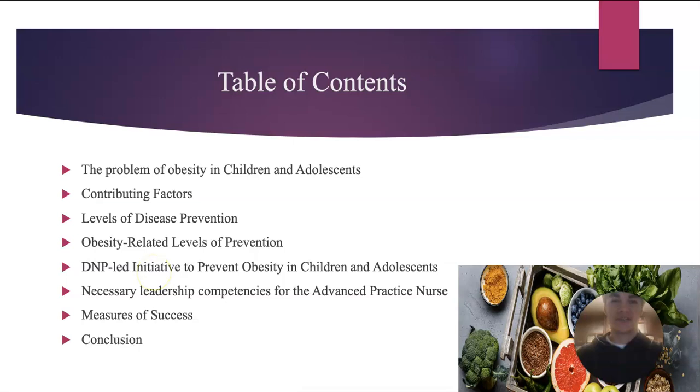Throughout the presentation, we will be discussing the contributing factors, the levels of disease prevention, obesity-related levels of prevention, the DNP-led initiative to prevent obesity in children and adolescents, the necessary leadership competencies for the advanced practice nurse, the measures of success, and lastly, the conclusion.